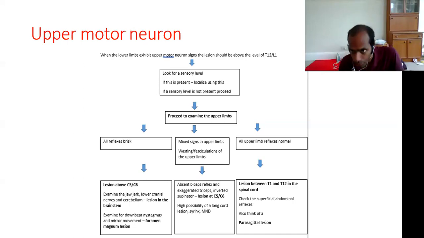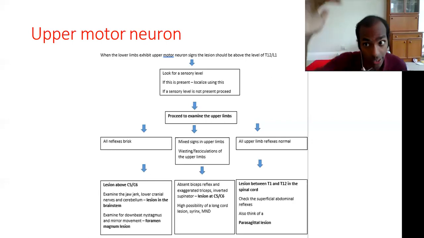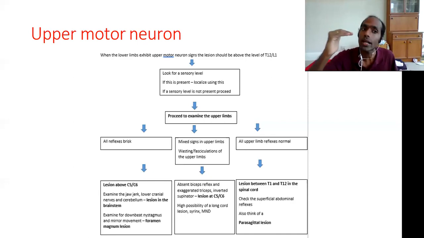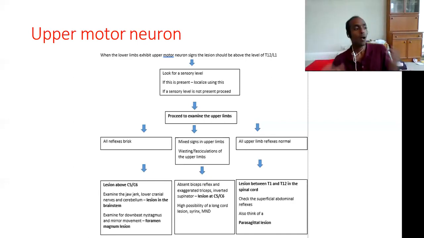Upper limbs are normal. Because the lower limbs are spastic, we knew that the lesion has to be above L1, the highest root supplying the legs. Because upper limb reflexes are normal, the lesion has to be below what? What supplies the upper limb reflexes? C5, C6 for the biceps, C7, C8 for the triceps, and C6, C7 for the supinator. Because upper limbs are normal, we know the lesion has to be below C8 and T1 basically.